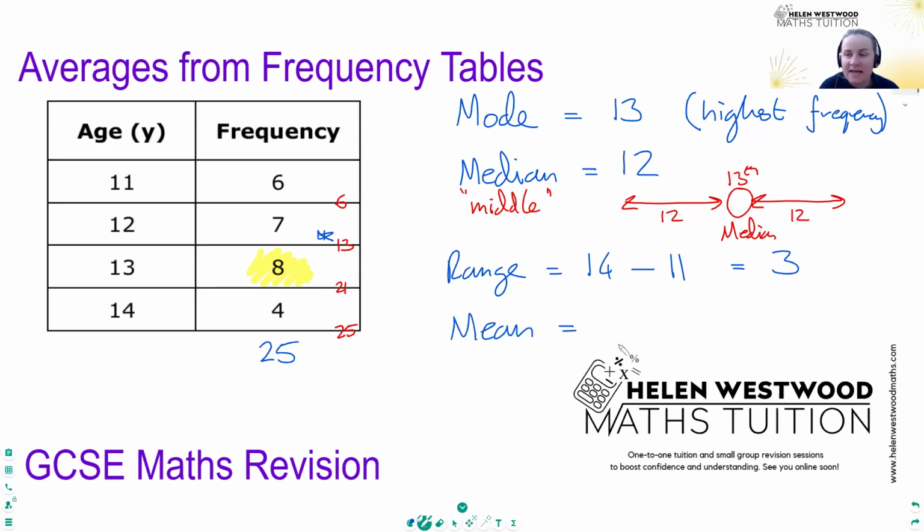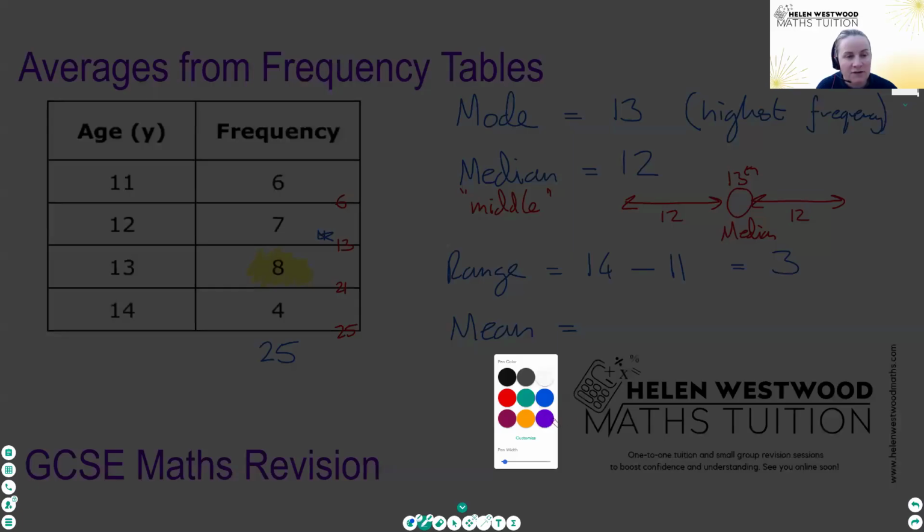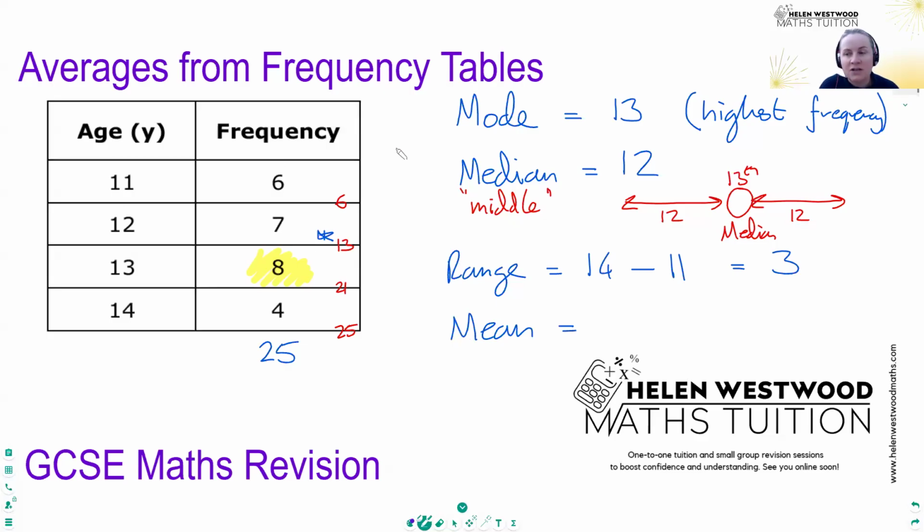And then finally, the last one we're going to calculate is our mean. So I'm going to shift into my purple for doing our workings. So what we've got to remember is we want the total of all of the ages of all of the people divided by how many. So we've got 6 11-year-olds. So we're going to do 6 times 11 to give us 66. We've got 7 12-year-olds, which gives us 84. 8 13-year-olds, that gives us 104. 4 14-year-olds, that gives us 56. And then we want to add up all of those ages for those workings we've done just there, which gives us 310.